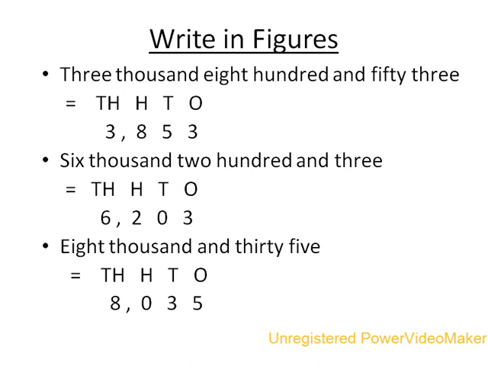Another example, 8035. As I said 8000, so I will mention 8 at the 1000 place and there is no 100, so I will put 0 there. And 35 means 3 5, which I will write in the place of 10 and 1, 3 and 5.